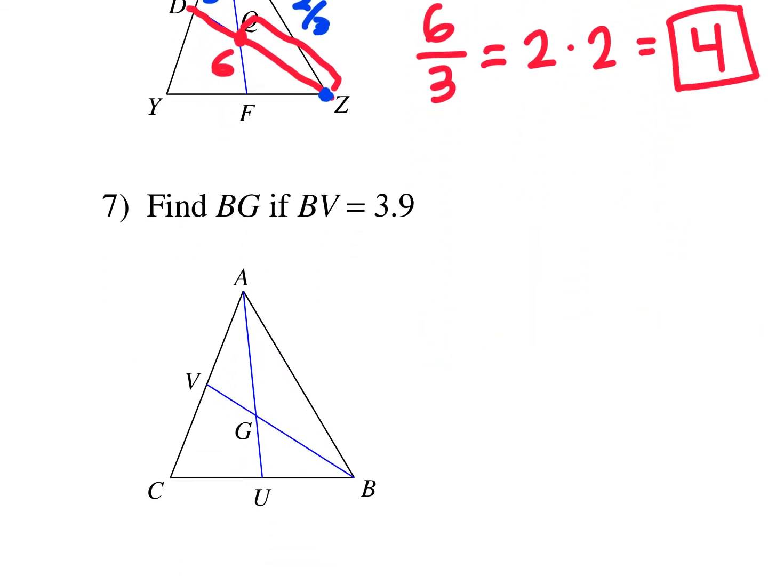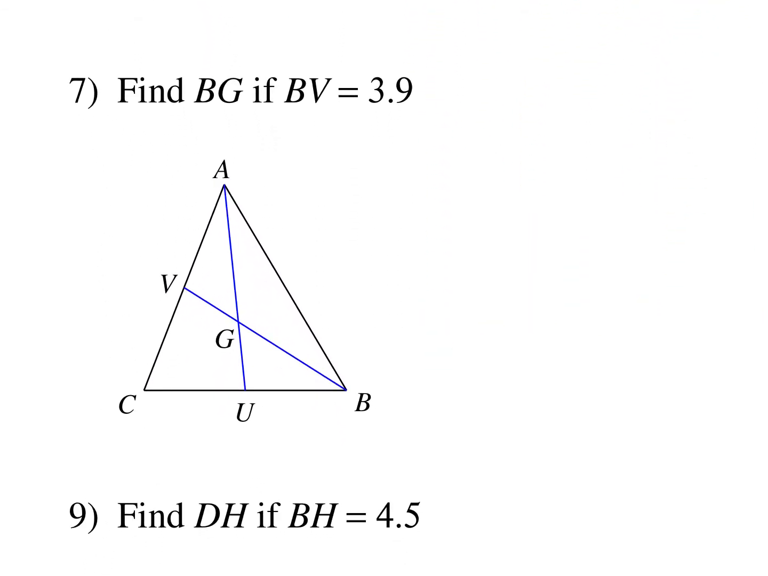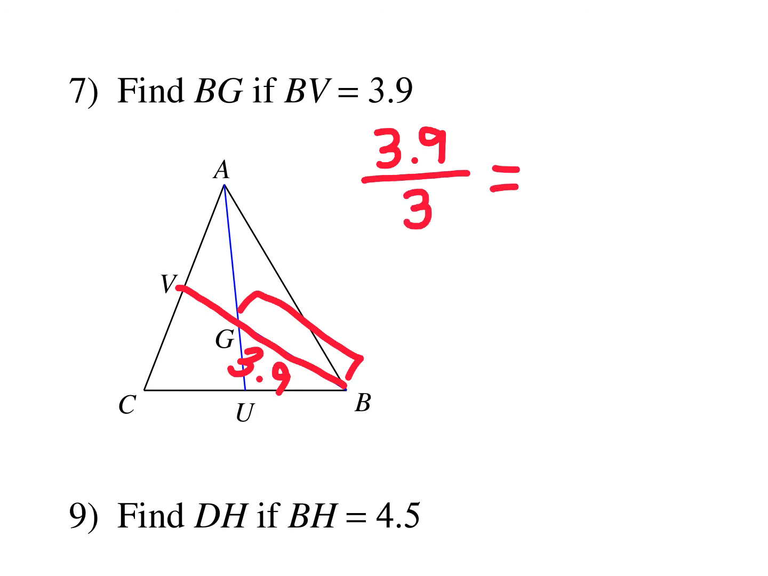Okay, let's look at number 7. Find BG if BV is 3.9. So again, BV is the entire median, and they're telling us that that is 3.9. Now they want us to find BG. So from the vertex to the centroid. So if the entire thing is 3.9, I know that medians are always divided into 3 equal pieces, so I'm going to do that first, which gives me 1.3.